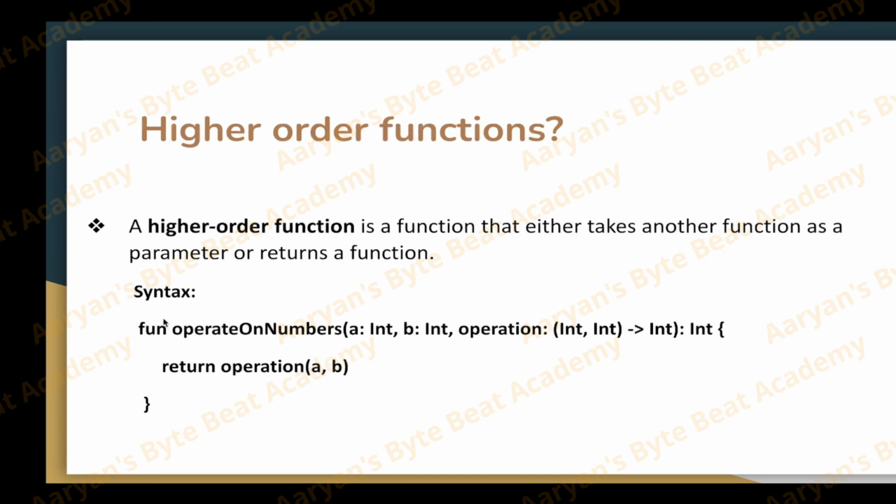Here, fun is a keyword that is used to create a function in Kotlin. Then we have the function name, operateOnNumbers. The name of the function we can give simply any name. Then we have the first parameter a Int, then b Int, and here is the lambda that we are accepting, operation, which accepts two Int parameters and returns an Int also. The overall return type of this function operateOnNumbers is Int, and it returns operation(a, b). So this function will return this operation(a, b).